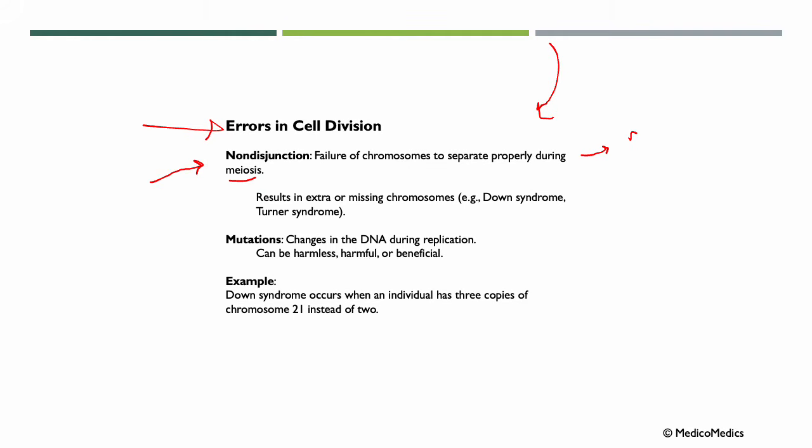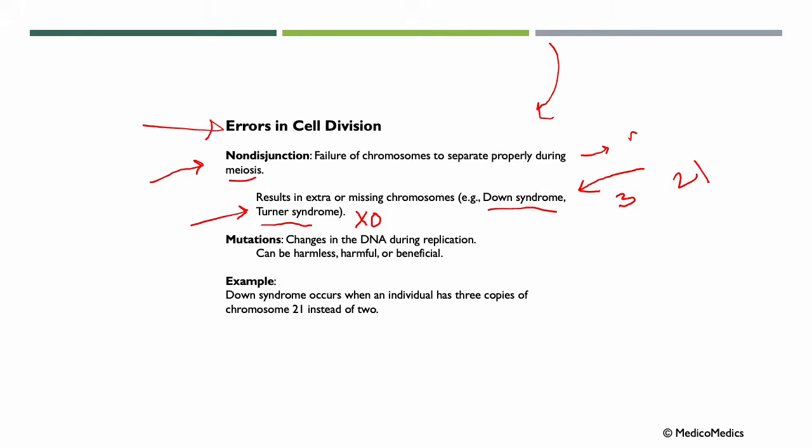And consequences of non-disjunction: it can lead to abnormal chromosome numbers. For example, Down syndrome, which is known as trisomy 21, means we have 3 copies of chromosome 21. We can have Turner syndrome, where we are missing 1 X chromosome in females. It's also known as XO. So Turner syndrome, we're missing 1 X chromosome in females. Trisomy 21, or Down syndrome, we have 3 copies of chromosome 21.